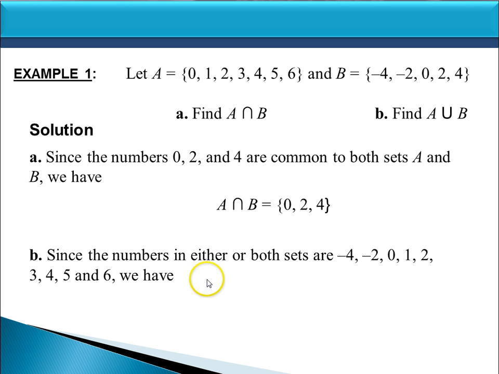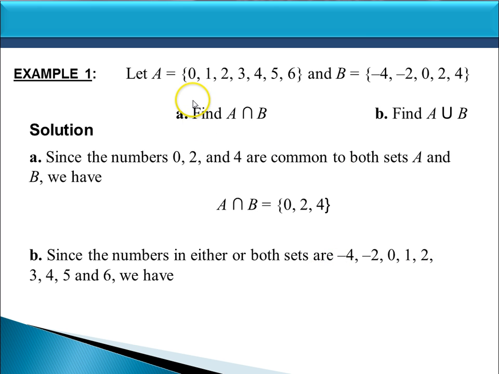Then for part B, we want to find the union. So we're looking for all numbers that are in either or both sets. If we list them in order, from smallest to largest, we'd have -4 is in set B, -2 is also in set B, 0 is in both, 1 is in set A, 2 is in both, 3 is in set A, 4 is in both, 5 is in set A, and 6 is in set A.